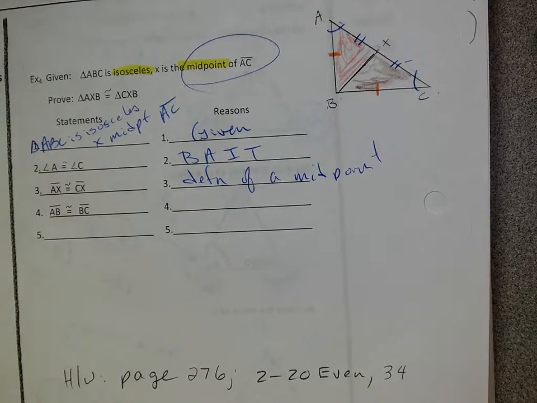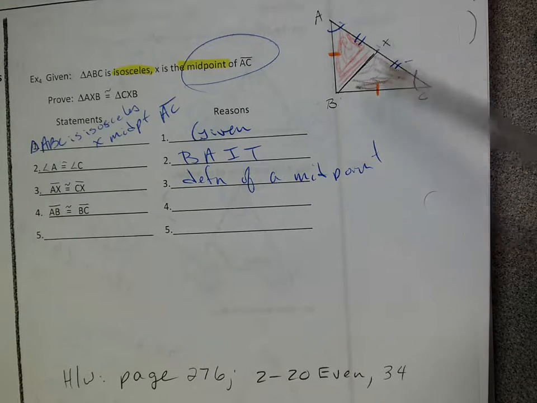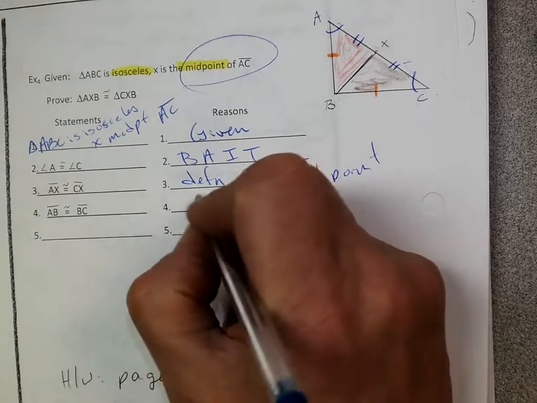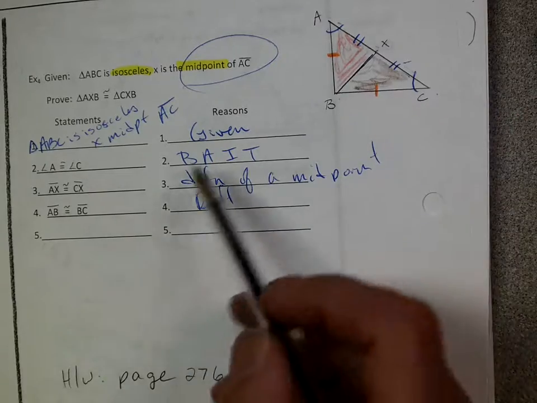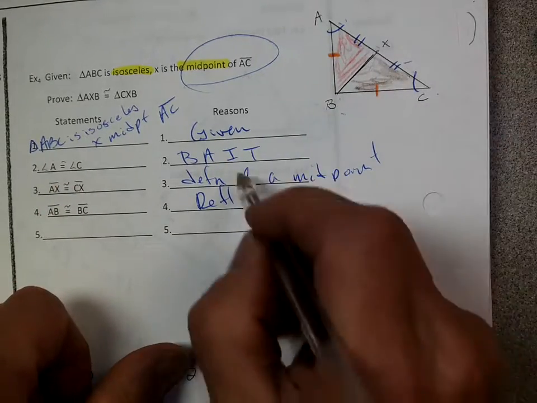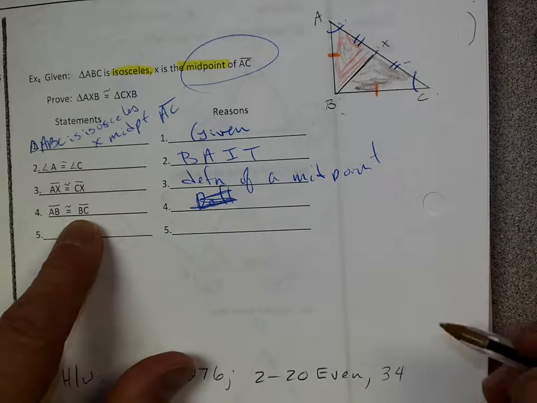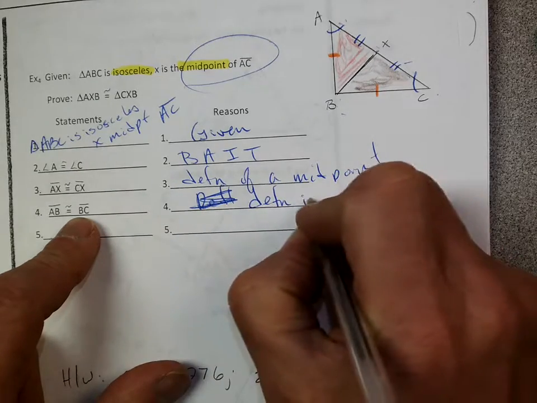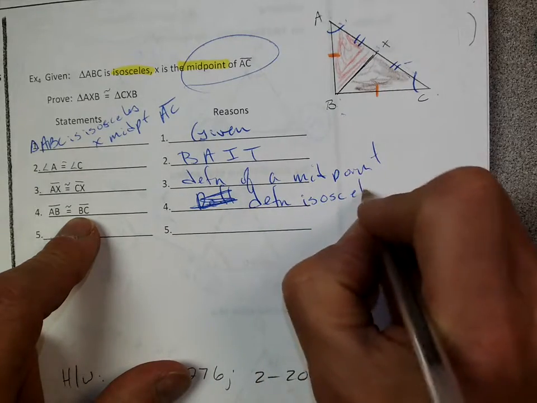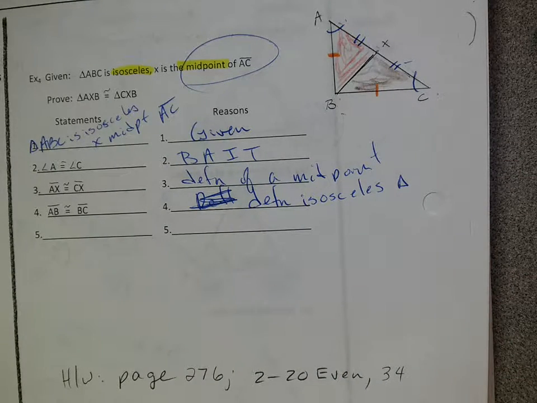So let's see. What do I have? Last one's going to give me one more thing, isn't it? BX is equal to BC. What's that? Reflexive. No, AB. AB. Oh my goodness. Doggone it. I should slow down. What's the reason for that? Definition of an isosceles triangle. You okay with that? Definition of isosceles triangle. There we go. Wow. I should slow down, huh?